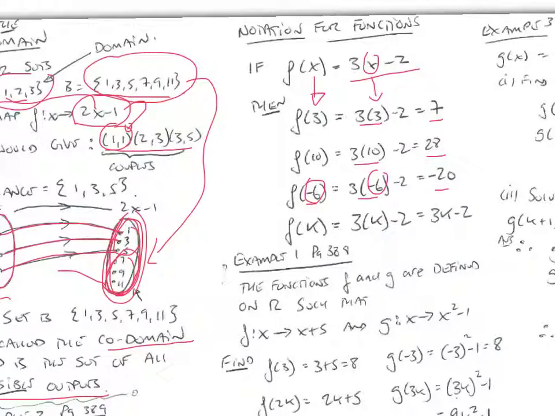When the input is k, some variable, then we just put k in for where we see x. So f of k, in other words, x is equal to k. So we have 3 times x, but k is our value. 3 times k minus 2, that's 3k minus 2.